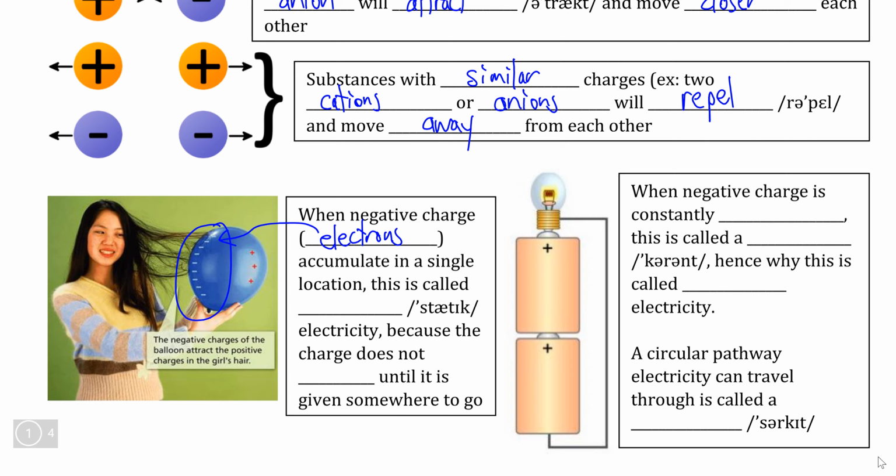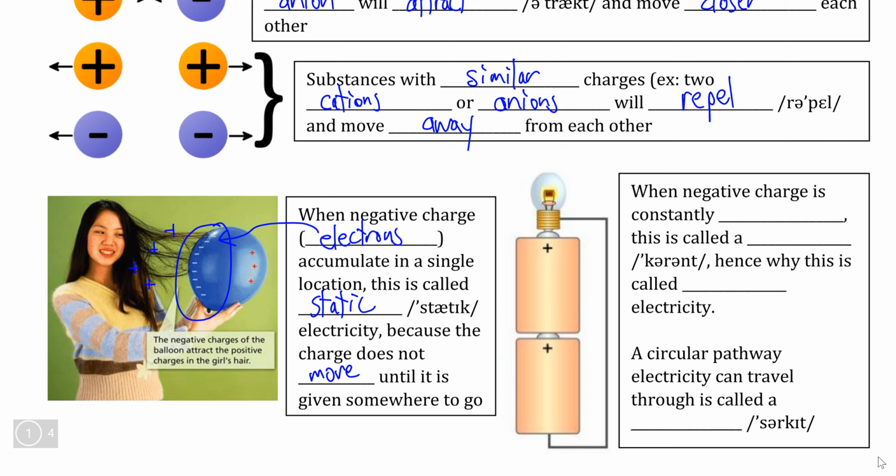And when the electrons stay, at least temporarily, in the same area, this is what we call static electricity, because the electrical charge does not move until it is given somewhere to go. So the reason why this attraction occurs is because this balloon is temporarily charged with a lot of electrons that were absorbed by the balloon, thereby attracting to the positive charge that we find in this girl's hair.